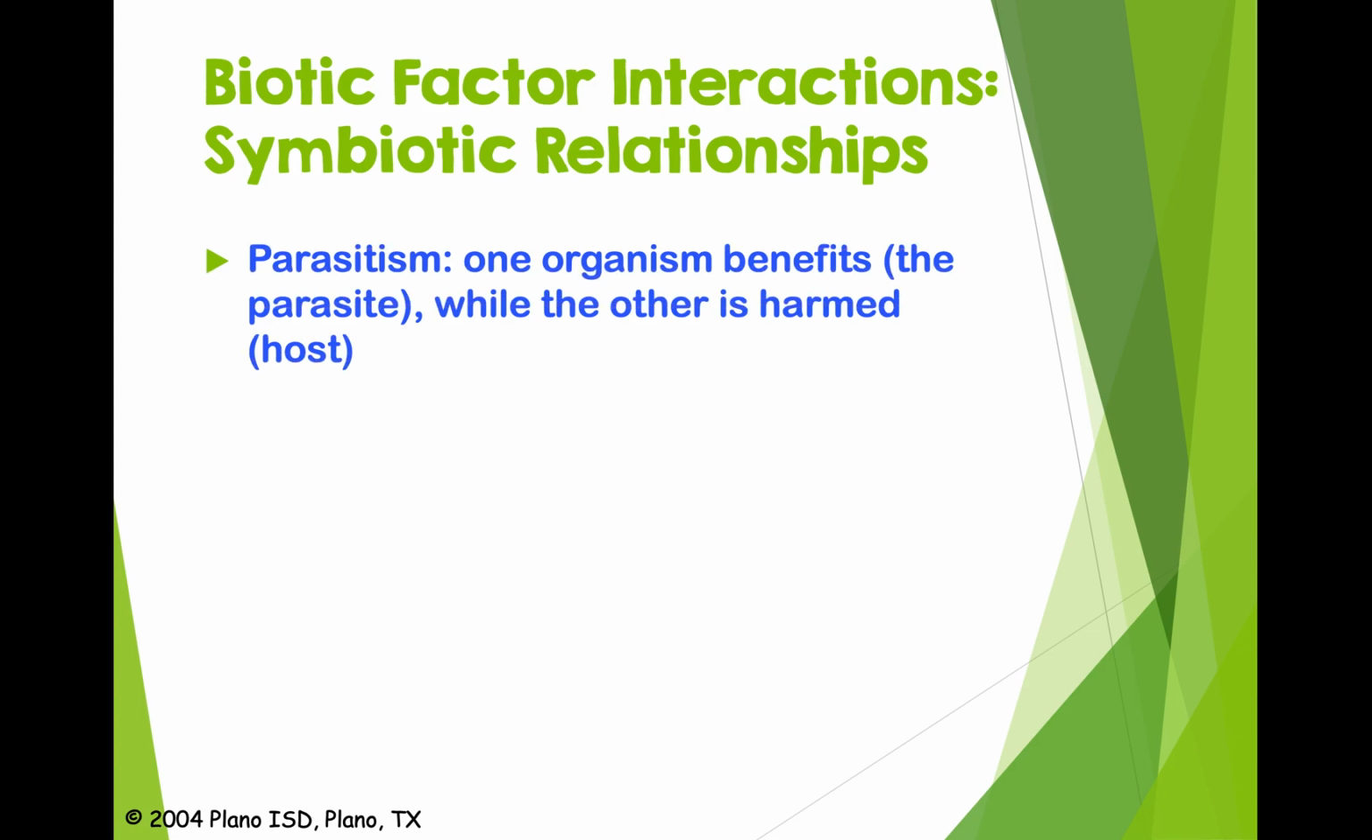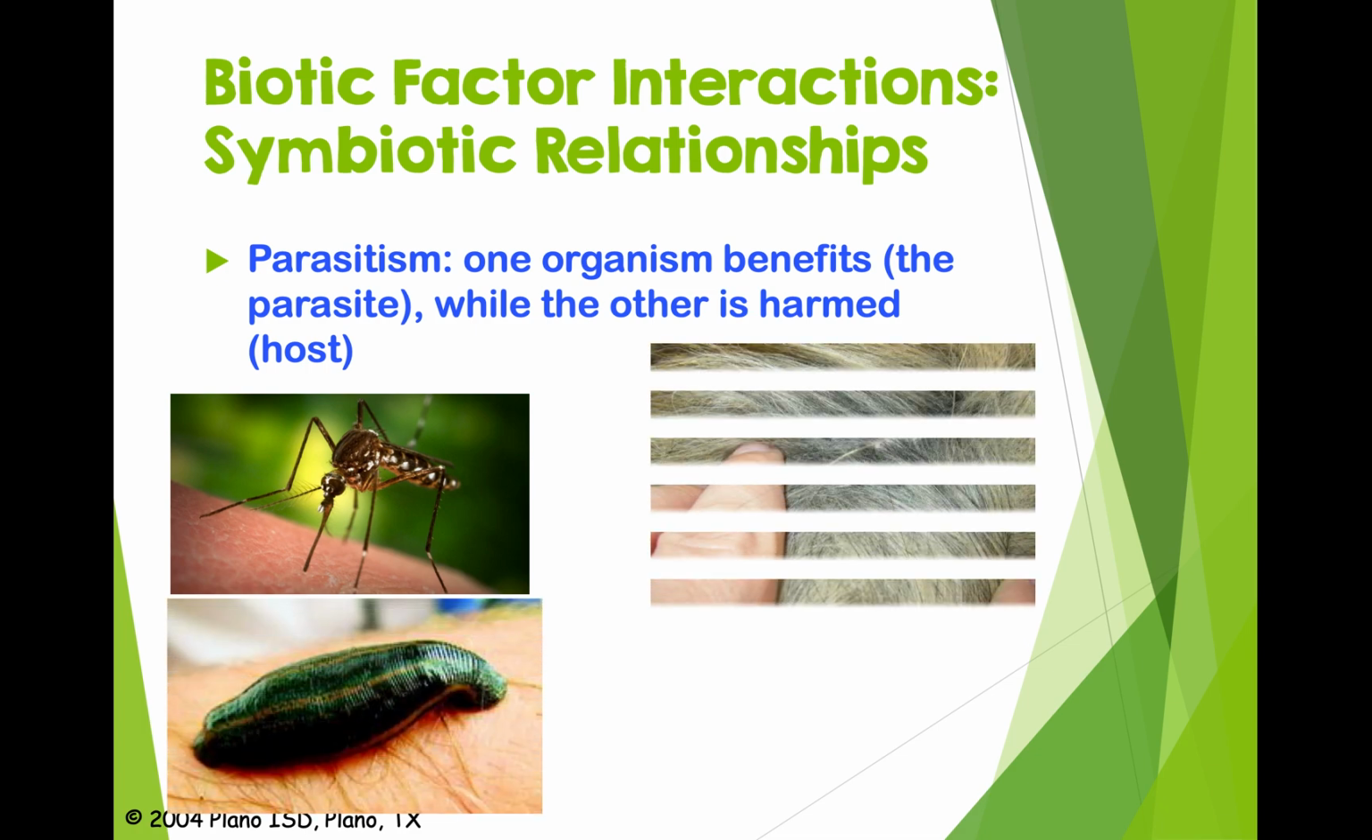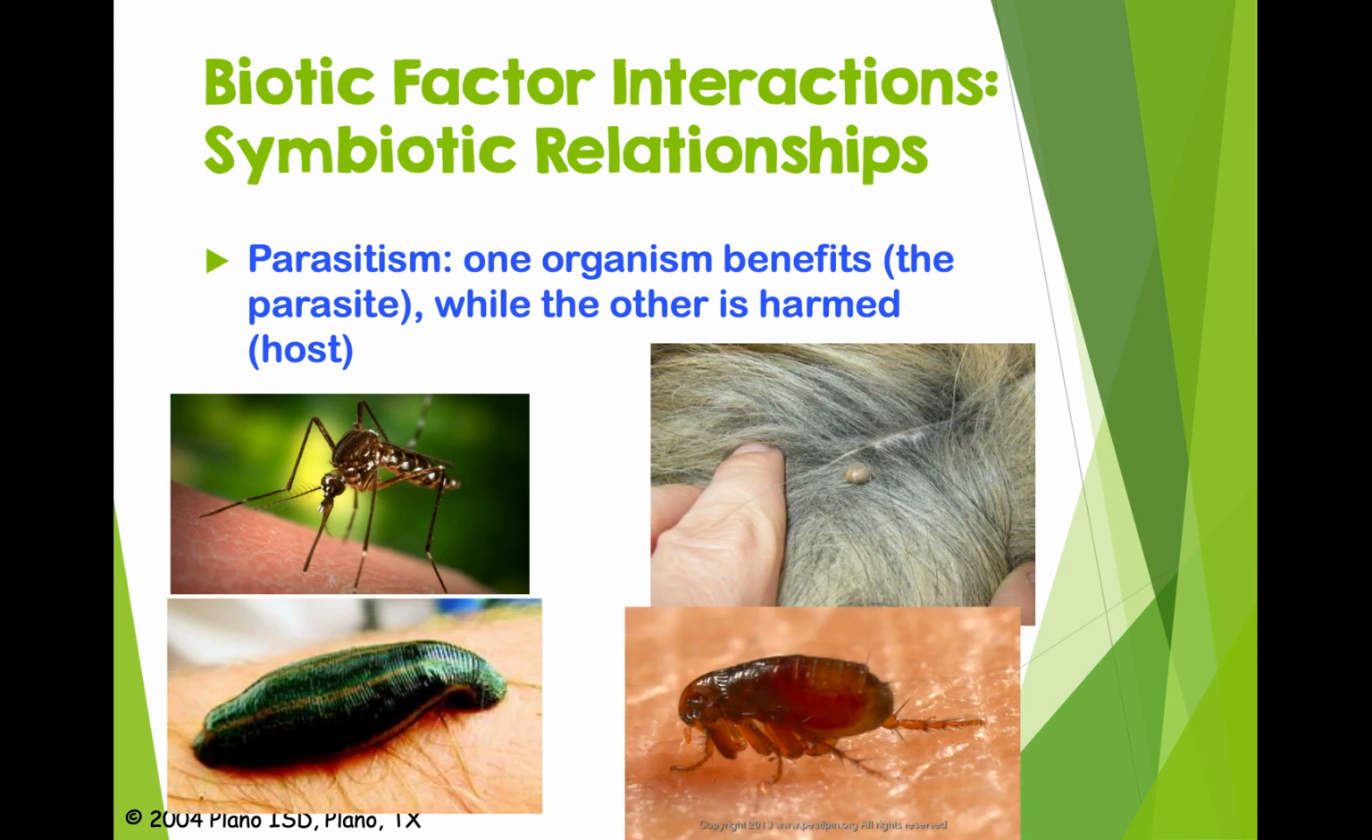So the first one, parasitism. This is where one organism is going to benefit, which is the parasite, while the other is harmed, and that is the host. Okay, so here are some examples: mosquitoes, ticks, fleas, leeches. You can all see they're all going to benefit from their host, which is sometimes us, and dogs, cats, things like that, and in the process they're harming those organisms.